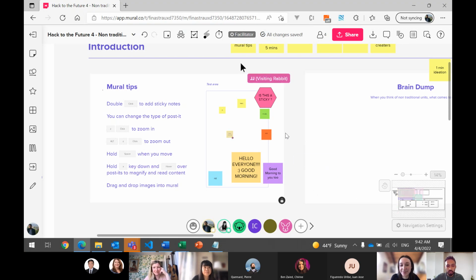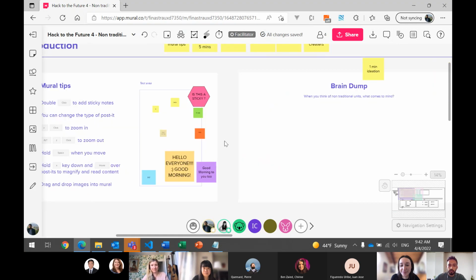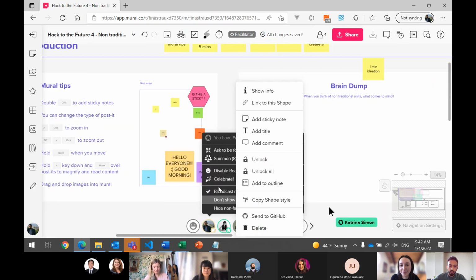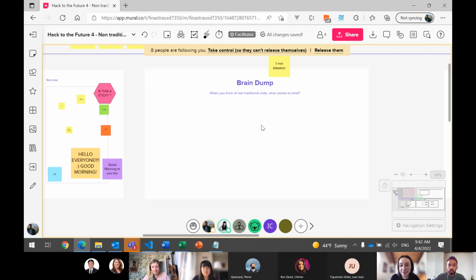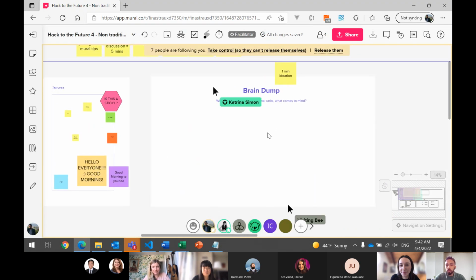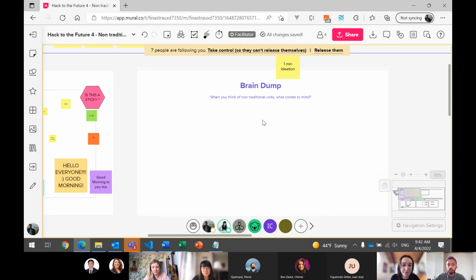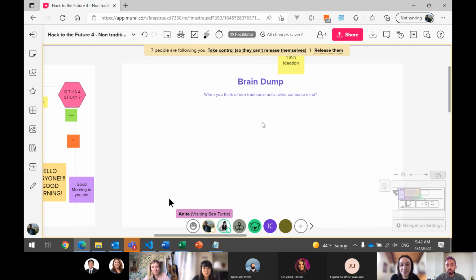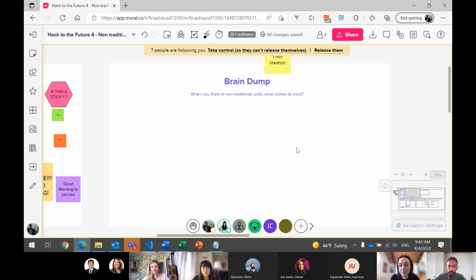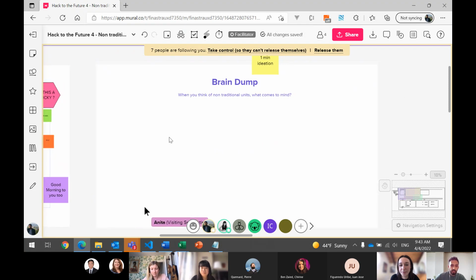Perfect. So now that we know how to use Mural, now we want to know what you think about non-traditional units, what that concept means to you. Before we start the session, we want to know that. We want to hear from you what you think is a non-traditional unit. Everything that comes to mind, just put it there in a sticky note. We're going to give you 1 minute to do that. I'll set the timer right now for you.